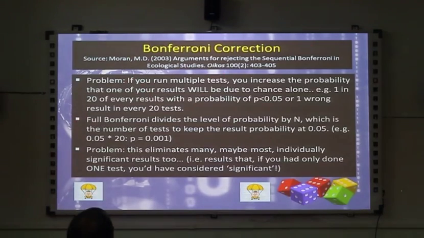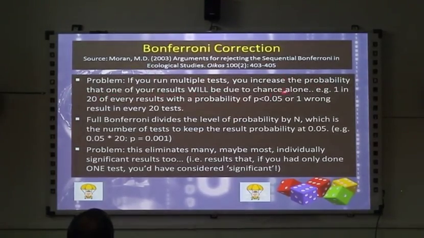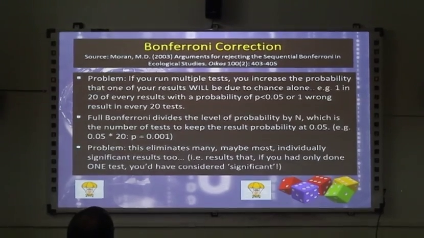Bonferroni correction. Most science and most statistics books only look at one test at a time. But we're dealing with multiple working hypotheses in the social sciences and environmental sciences. And of course, if you run multiple tests, you increase the probability that one of your results will be due to chance alone. If you run 20 tests, with a 1 in 20 chance each, it's almost a certainty that one of them will give a wrong result just due to chance alone. Bonferroni divides the level of probability by the number of tests.